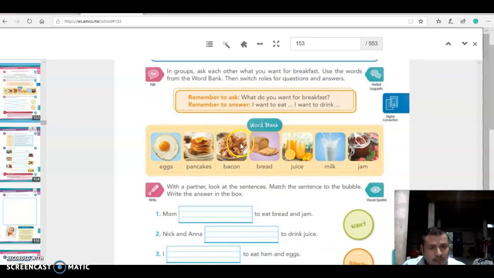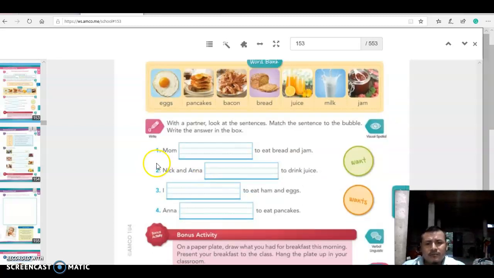So what are you going to do on this page? See this word bank? We call it a word bank because it has many words with pictures. So take a look. Repeat with me. Eggs, pancakes, bacon, bread, juice, milk, and jam. Okay, so what are you going to do in this part? Take your pencil and you're going to use these two words, want and wants. I'm going to give you this example. Okay, take a look at this one.